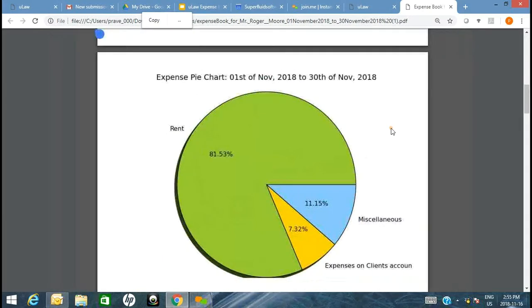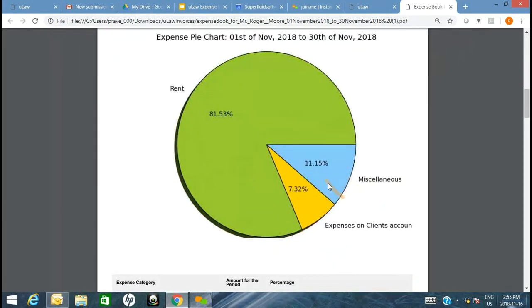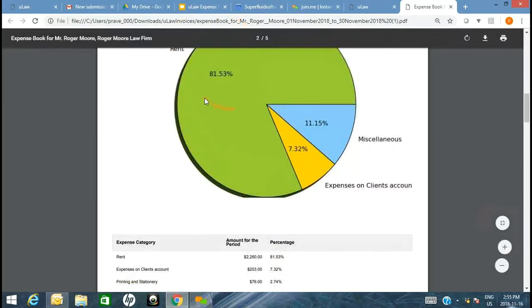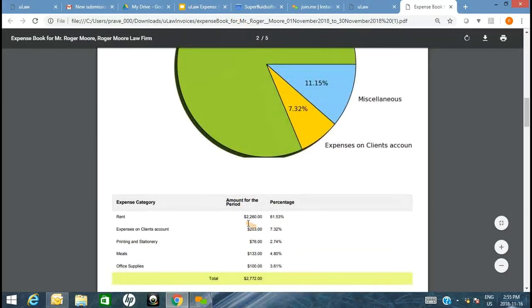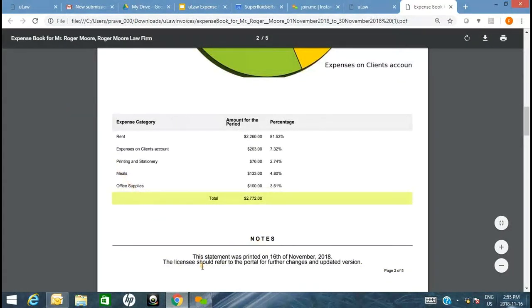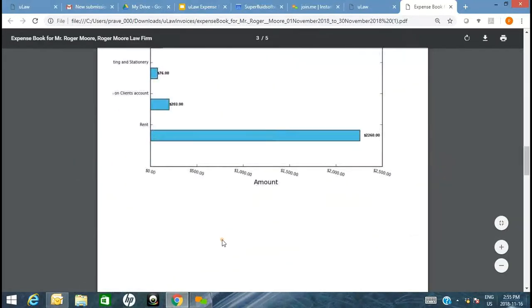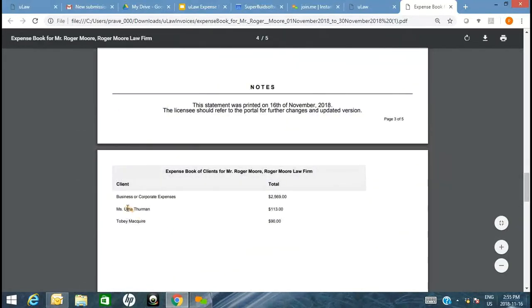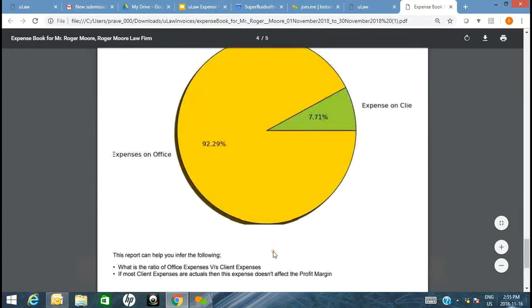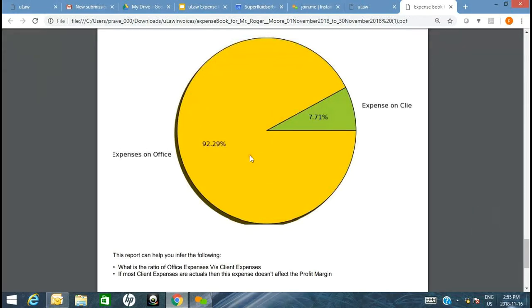Also tells you in a very simplistic way where your expenses are going. About 11% of your expenses this month went towards miscellaneous, but almost 81% went towards rent, because that has contributed quite a bit to the overall expense that has occurred this month. Okay? So this pretty much tells you by business, by client, what the total expense divides up to. So only 7% was expense on client, which is not great. Almost 92% was office expenses.